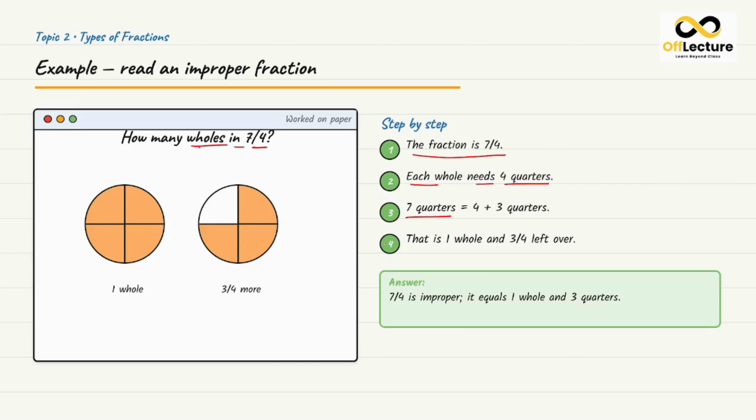It means that 7 quarters are 4 plus 3 quarters. 4 complete quarters like this, which will make one whole, and then 3 quarters more, which is this. So that is one whole and 3 by 4 left over. So if we are asked how many wholes are in the 7 by 4 fraction, since 7 by 4 is an improper fraction, it equals one whole, which is one complete circle, and 3 quarters from another circle.